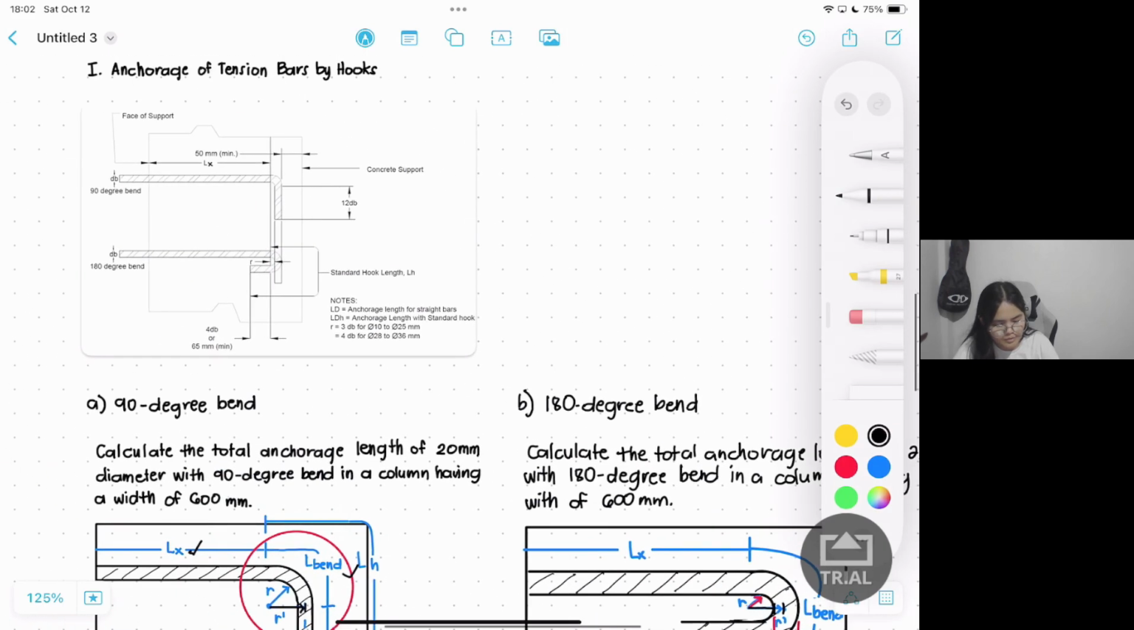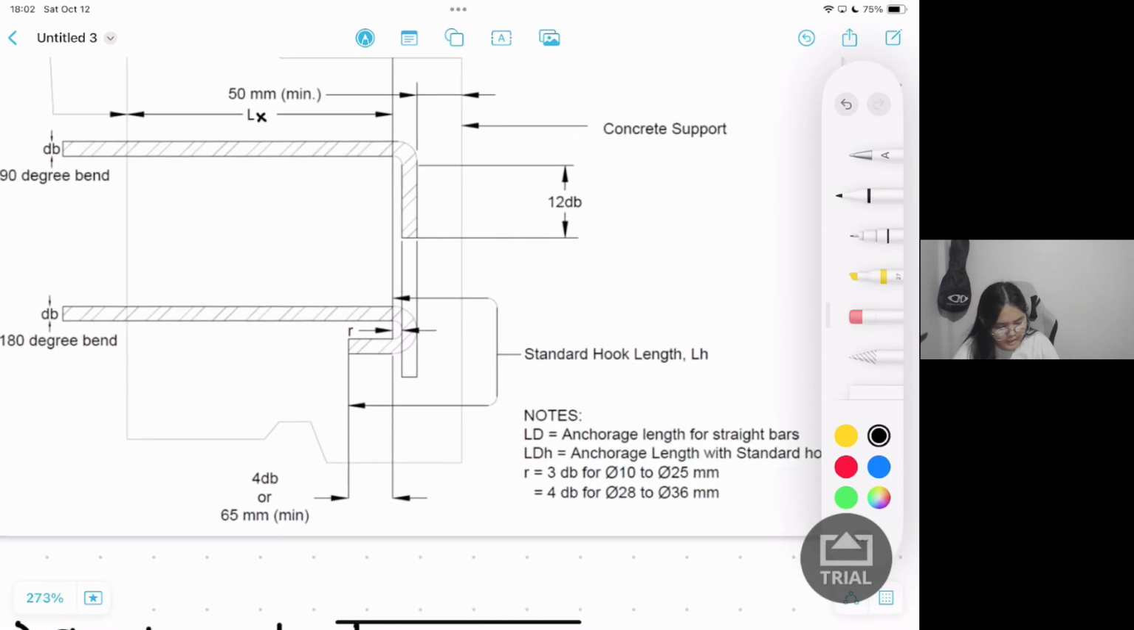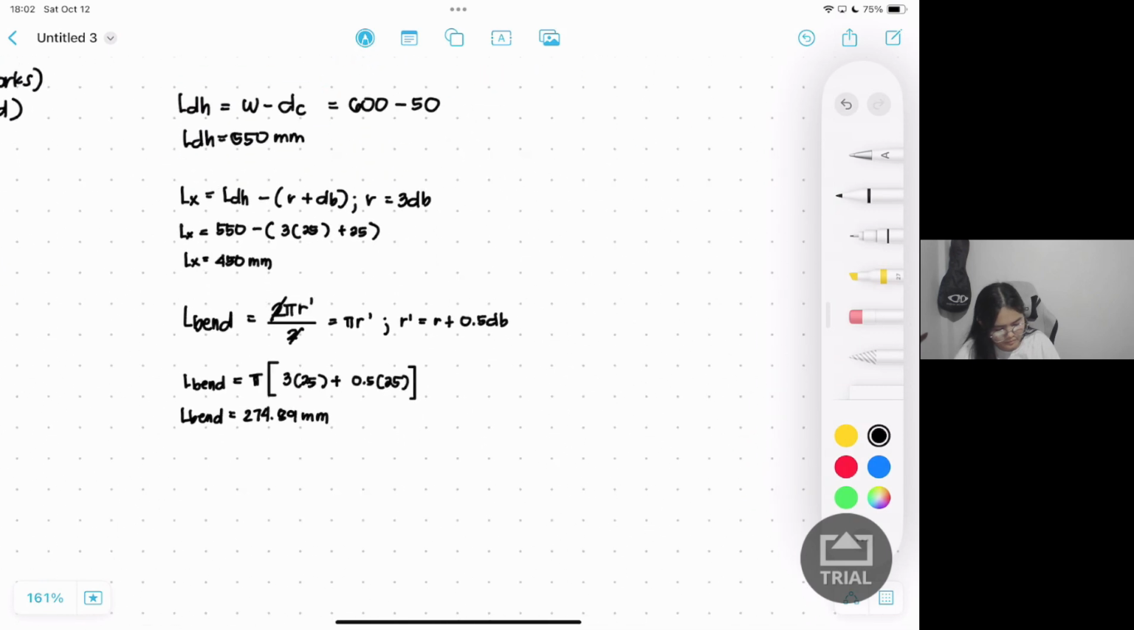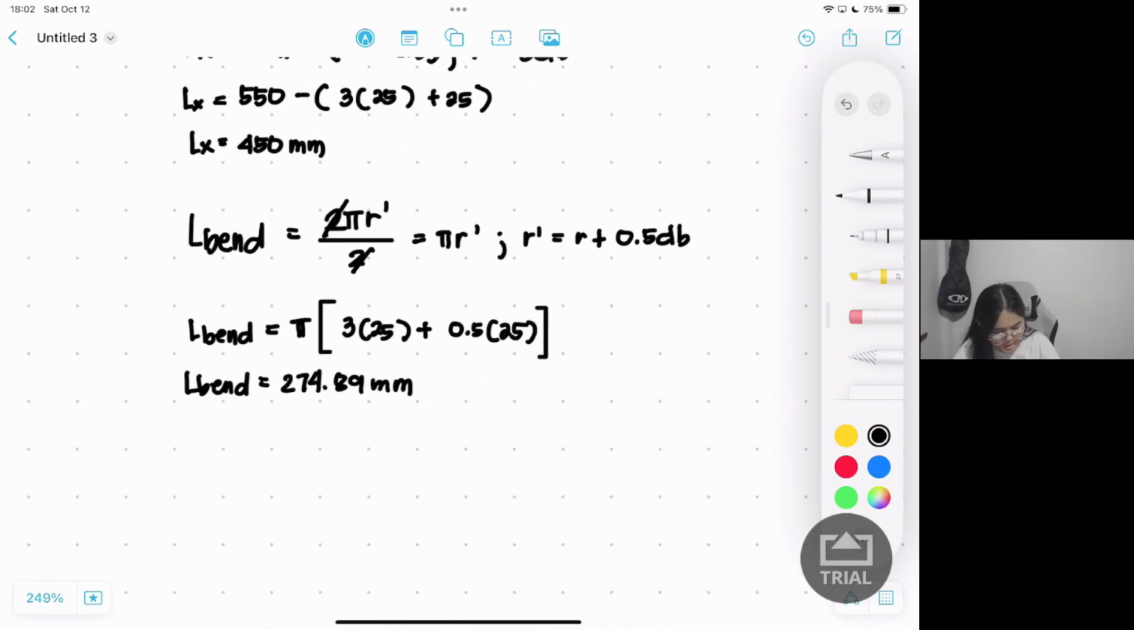Based dito sa provision, ang L extension natin kapag 180 degree bend ay 4 dB or 65 mm for the minimum. So, L extension ngayon ay 4 dB, which is 4 times 25. That is 100 mm.